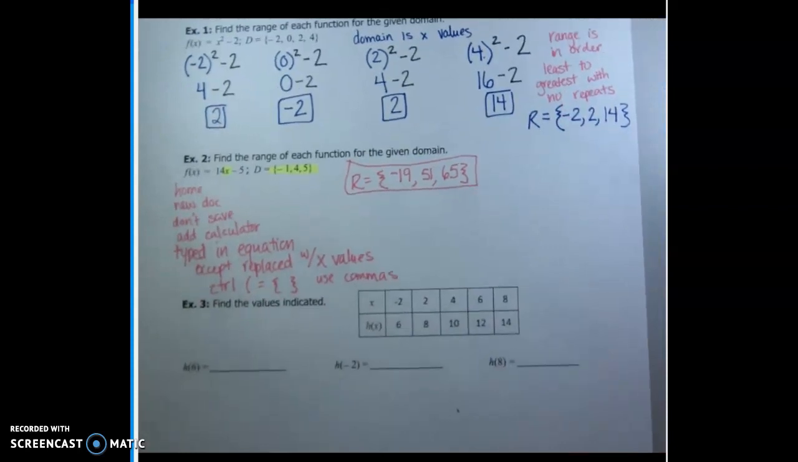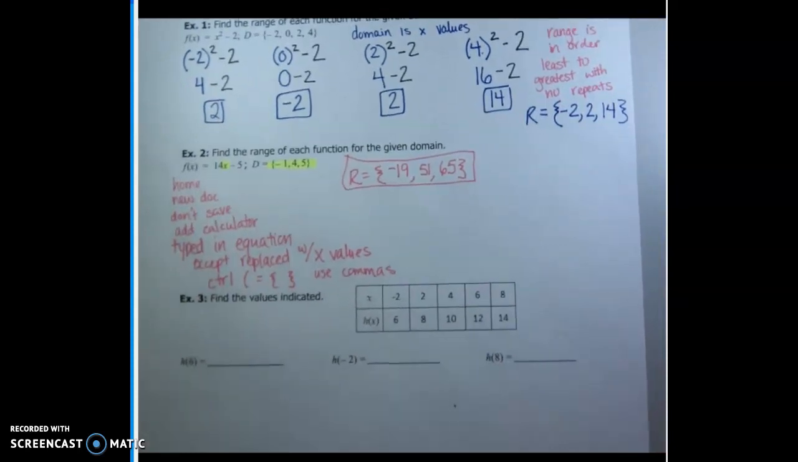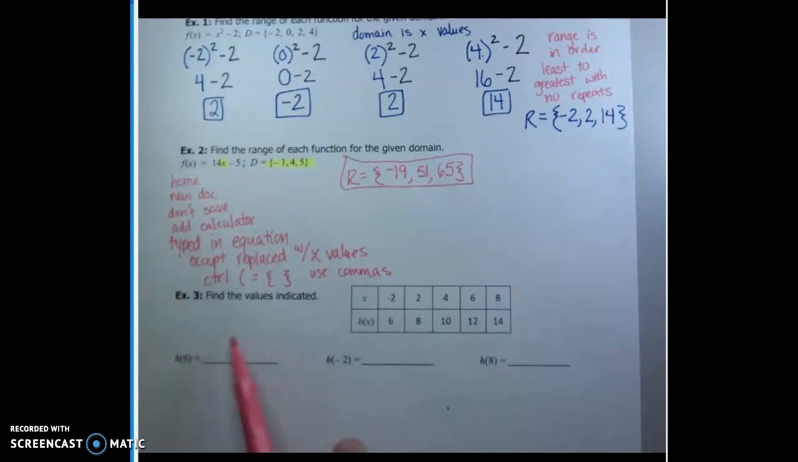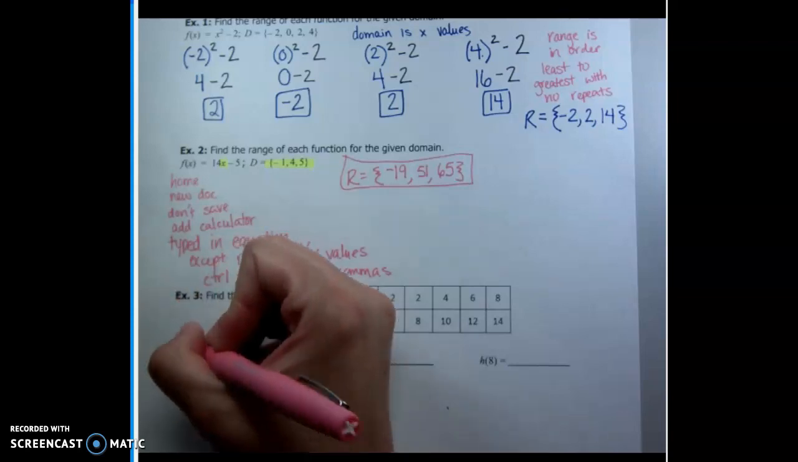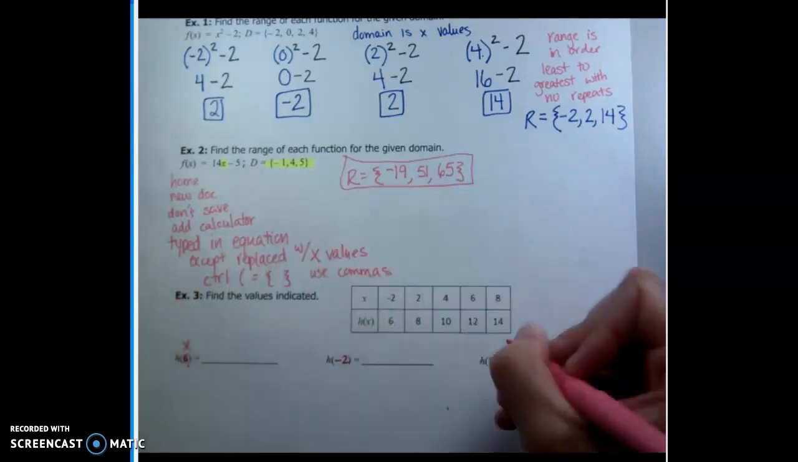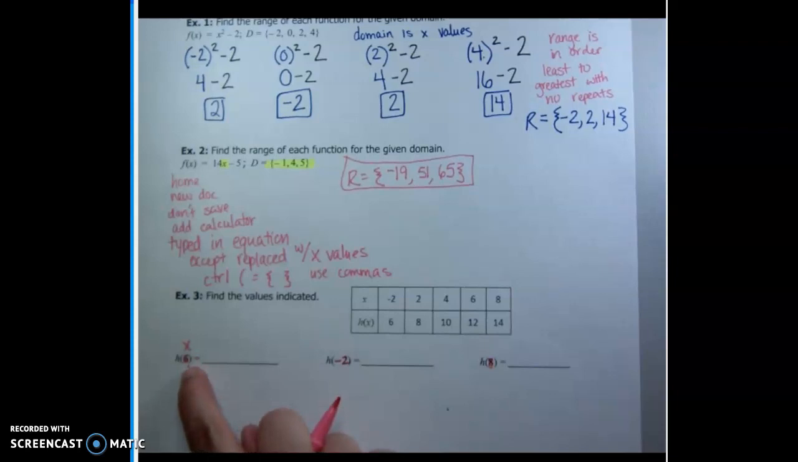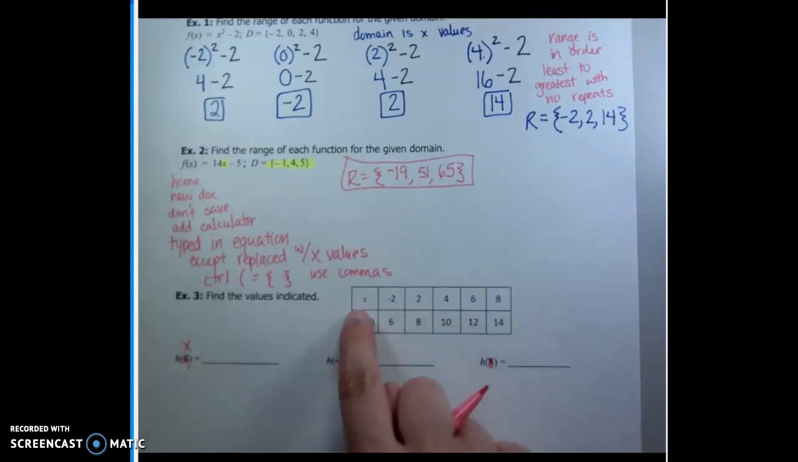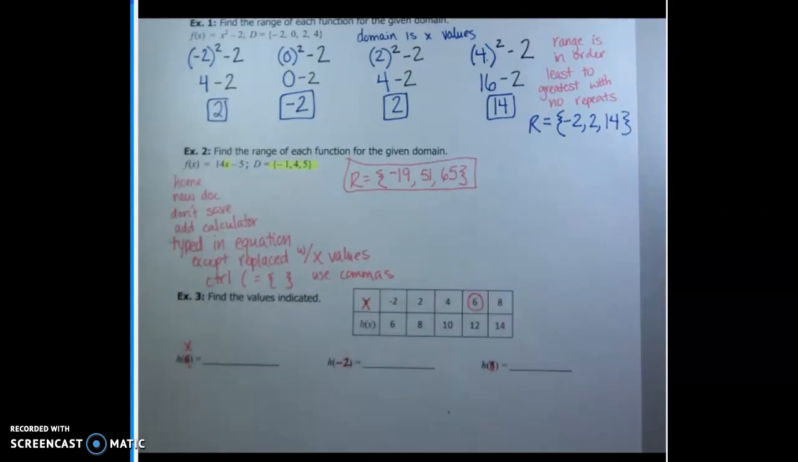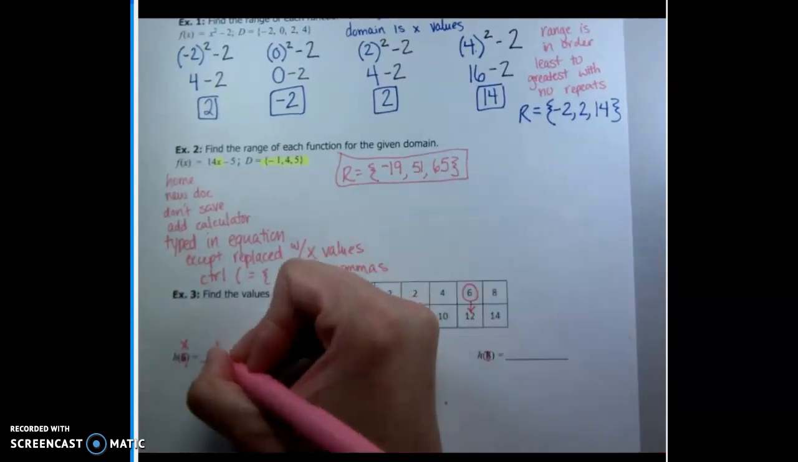All right, example 3. Sometimes they'll ask you for things in a table, but don't freak out. It's going to be fine. This isn't even a little bit confusing. So this is saying find the values indicated. This is saying x equals 6. This is saying x equals -2. This is saying x equals 8. So I'm going to find my x value for that 6. Here's my x values. I'm looking for the one that's a 6. Here it is. So h of x, when x equals 6, is 12.